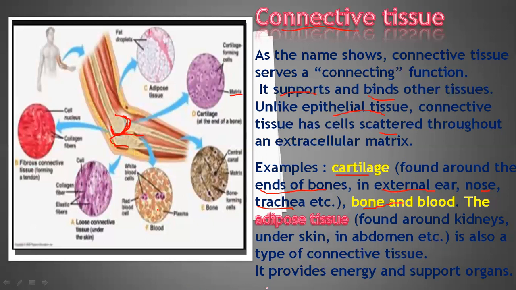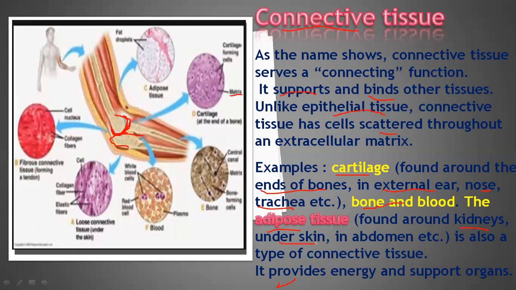Very next example is adipose tissue. It is found around our kidneys, around every organ. We have adipose tissues. It means fats, almost the fats.